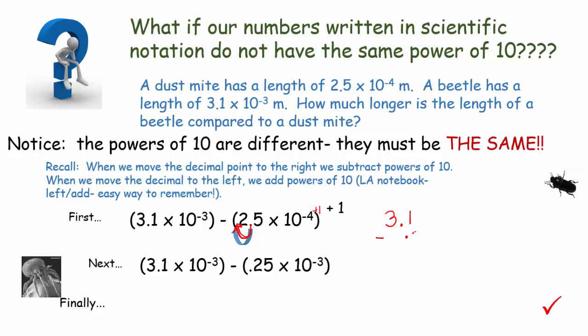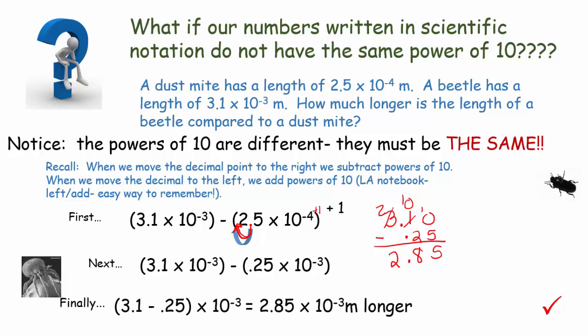3.1 minus 0.25. 10 minus 5 is 5. We borrowed from there. Borrow from the 3, make the 3 a 2. 10 minus 2 is 8. So then we get 2.85. So if we have 2.85 as our first factor, we know our second factor is going to be 10 to the negative 3. So there we have it. 2.85 times 10 to the negative 3 meters longer is your beetle over the dust mite.